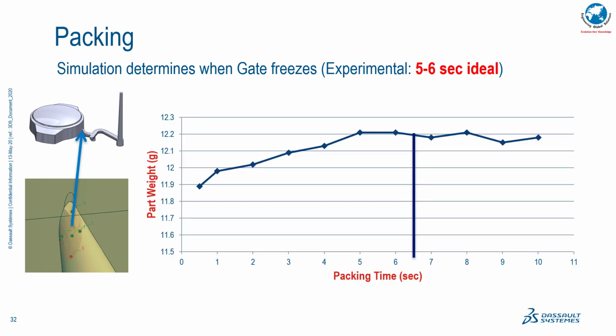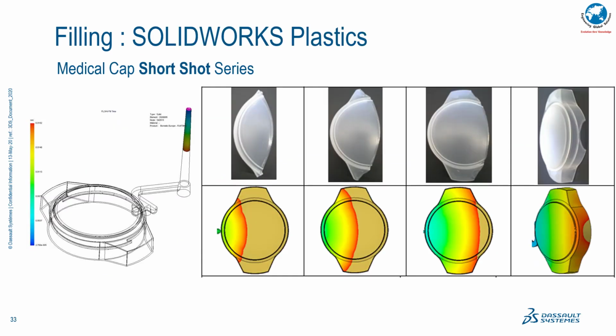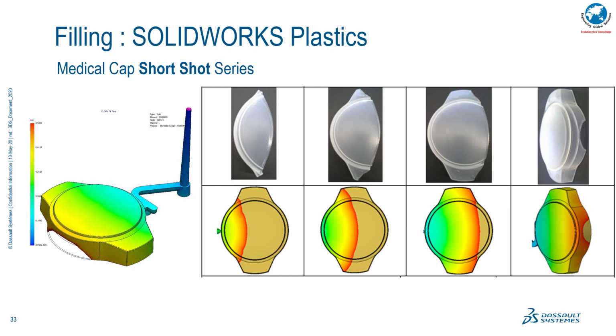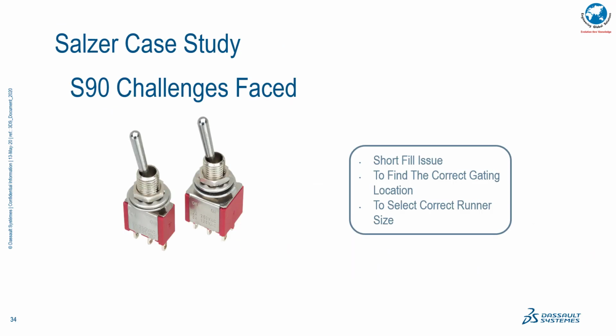Then they compared with the plot available in Sawdust Plastics, which plots part weight versus packing time. They found that at exactly 6.5 seconds, the saturation happens. They also stopped the part cavity filling at each time frame, and how the short shot happens, the exact same scenario was observed in Sawdust Plastics.